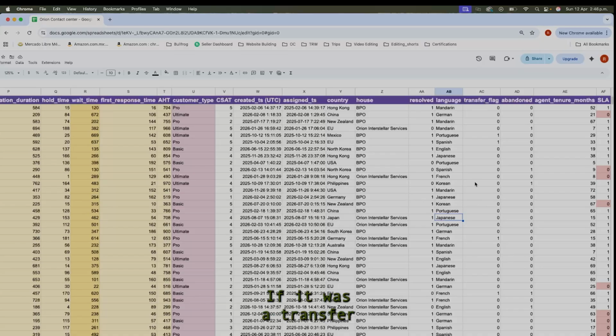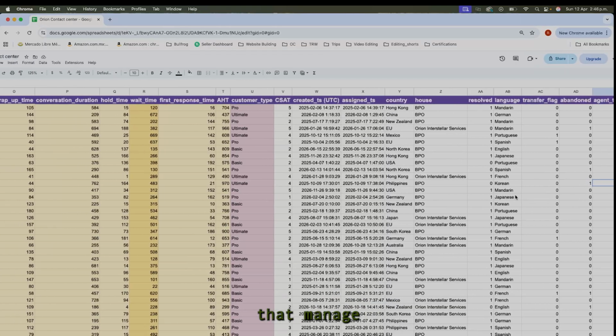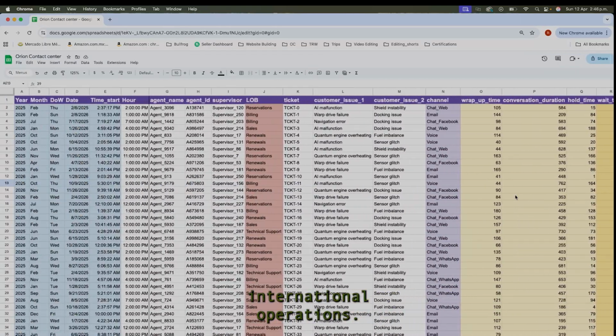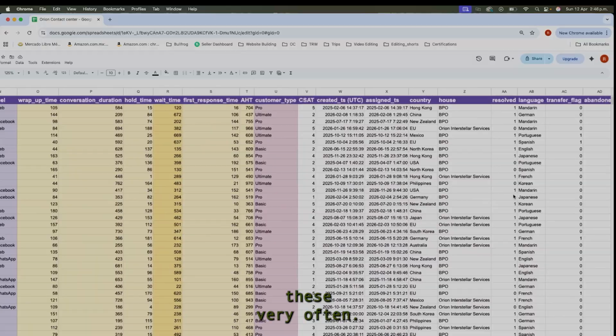attended, if it was a transfer or an abandoned interaction, and the tenure of the agent that was handling this customer. So you'll see that we have a lot of data here, and this is very common on complex contact centers that manage international operations. You will see this very often.